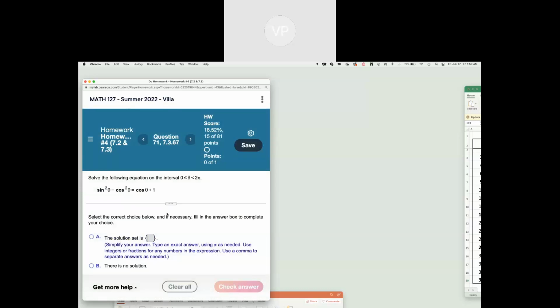Okay, let's look at 71, sorry. We have sine square.